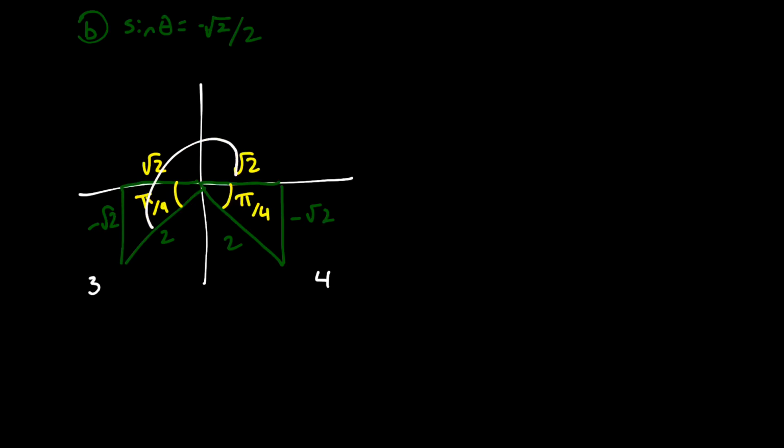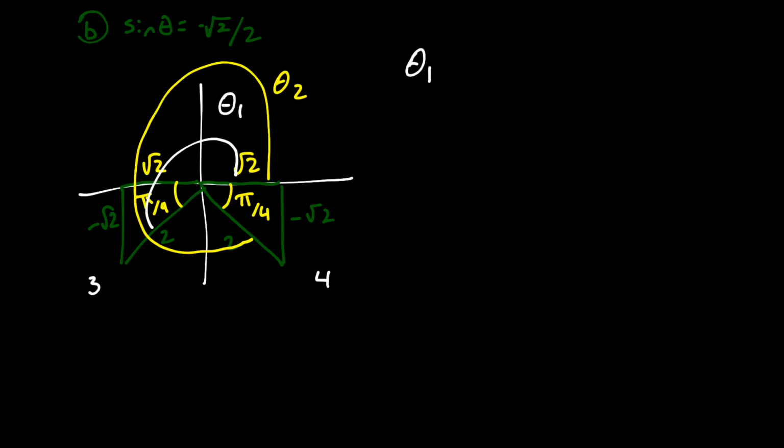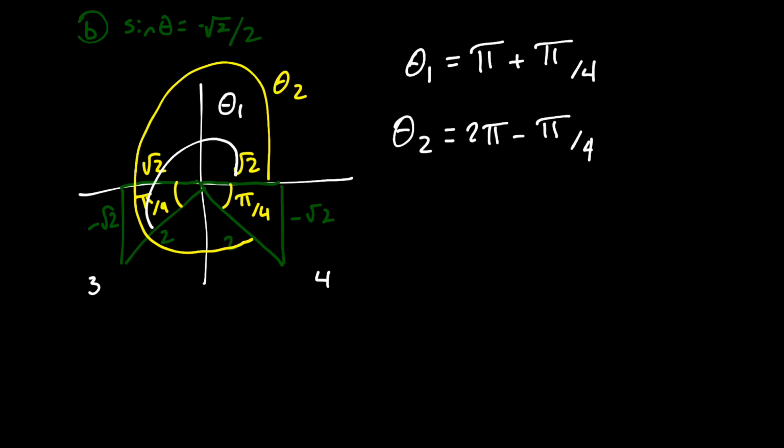So if we call this angle theta 1, and we'll call this angle here theta 2, then to find theta 1, we set this equal to pi plus our reference angle, which is pi divided by 4, and to find theta 2, this is going to be equal to 2 pi minus pi divided by 4. The top one simplifies to be 5 pi divided by 4, and the bottom one simplifies to be 7 pi divided by 4.